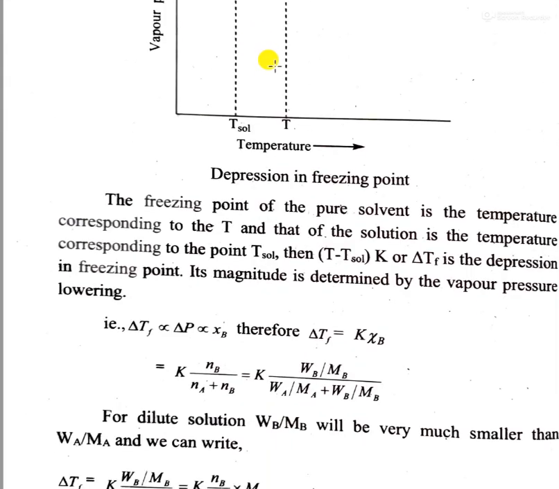This difference in temperature is directly proportional to the difference in the vapor pressure. So delta Tf will be proportional to delta P, that is the lowering of the vapor pressure when the solute is added. This delta P is in turn proportional to the mole fraction of the solute, XB. Therefore the equation becomes delta Tf equals K into XB, and XB is equal to NB divided by NA plus NB, just like in the previous case. So we are replacing NA and NB using the terms WB by MB and WA by MA.